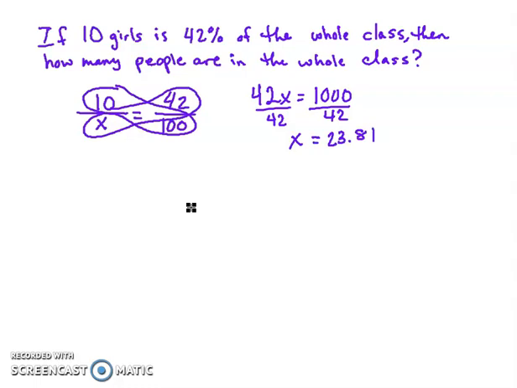Now, it's asking how many people are in the whole class. If I have 23.81, I can actually only have 23 whole people. So there are 23 in the class.